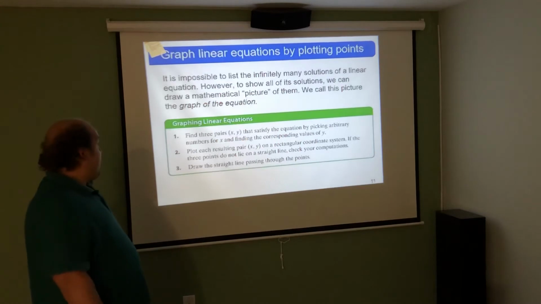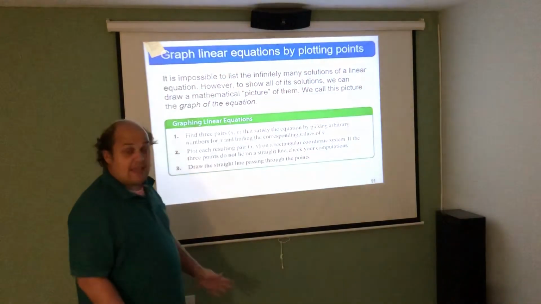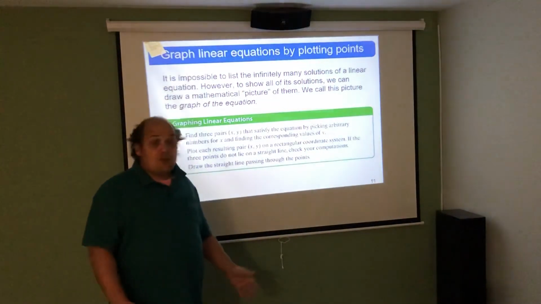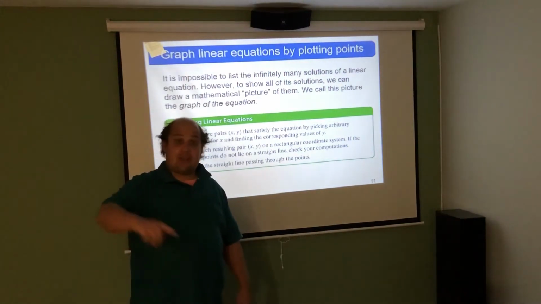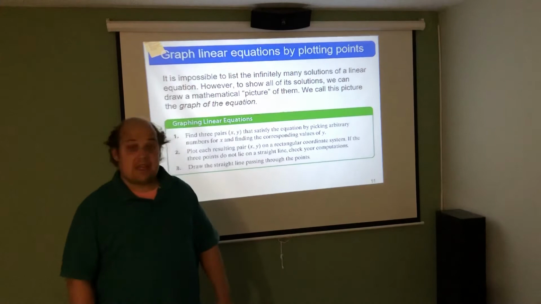Graphing linear equations by plotting points. This tells you to use 3 pairs of points to satisfy the equation in order to plot. That's what it's going to ask you during the homework as well. 2 technically makes a line, so really if you find any 2 points and you draw the line through them, that's the only line that can exist.